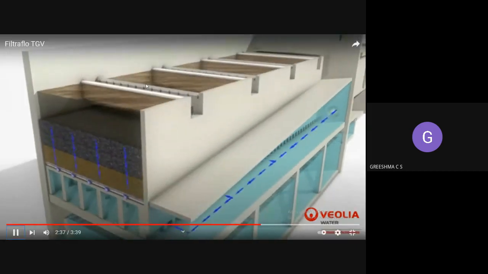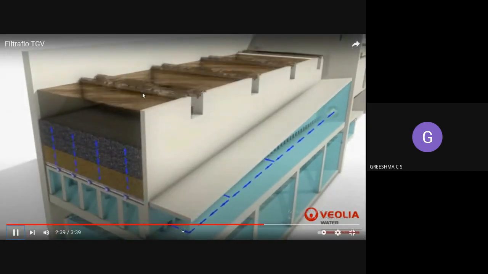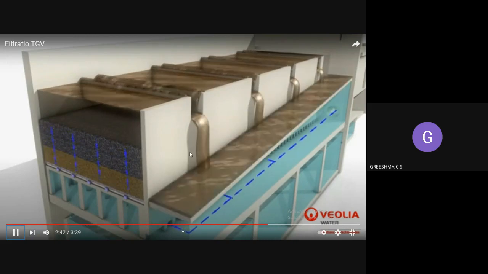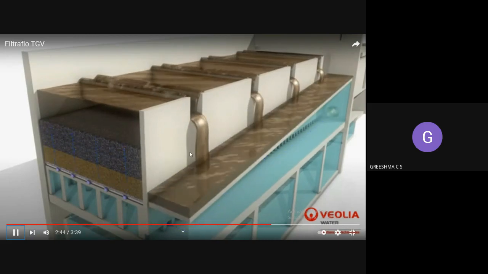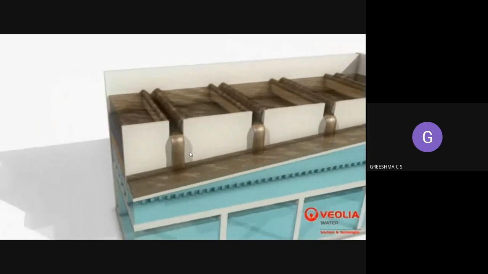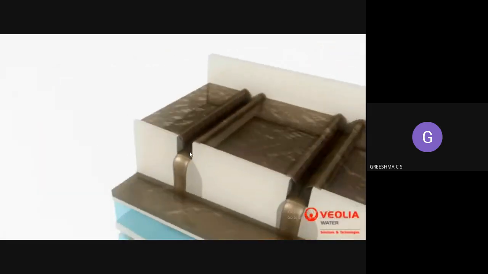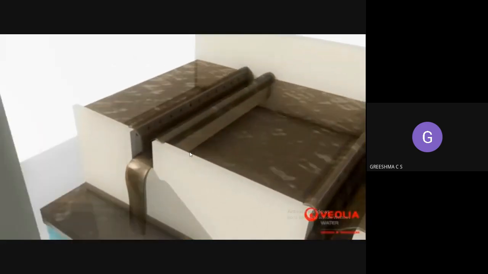See the top water. And this water will be collected and removed. Okay, that means that dirty water we will remove from the top.